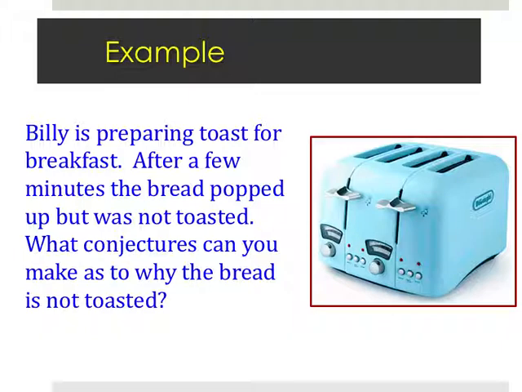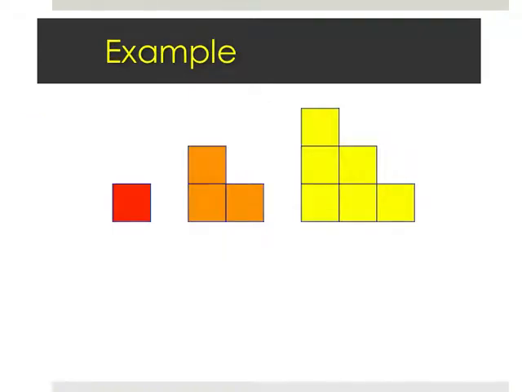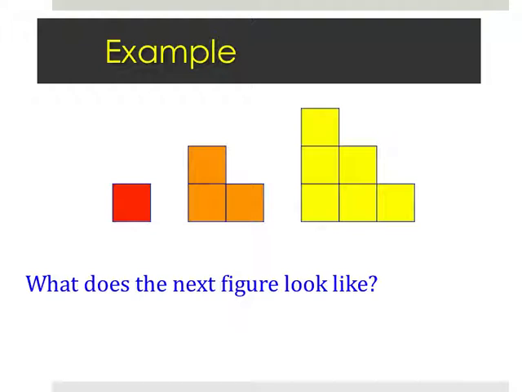They're conjectures because they're based on facts. And what facts do we have? Well, if Billy put some toast in the toaster and pressed a button, it didn't toast. In your notes, draw me what the next figure looks like. We're going from left to right, by the way.